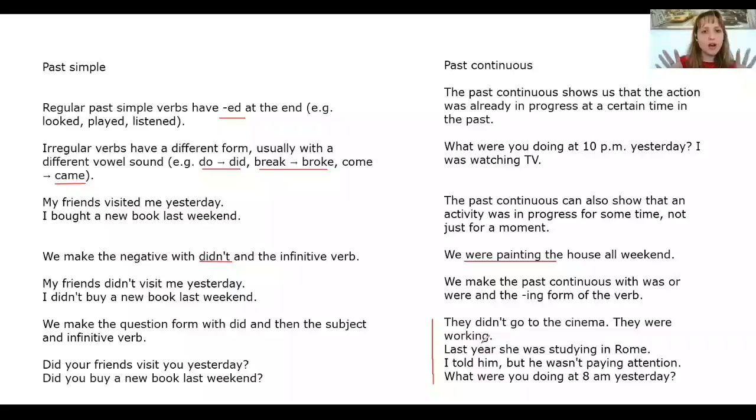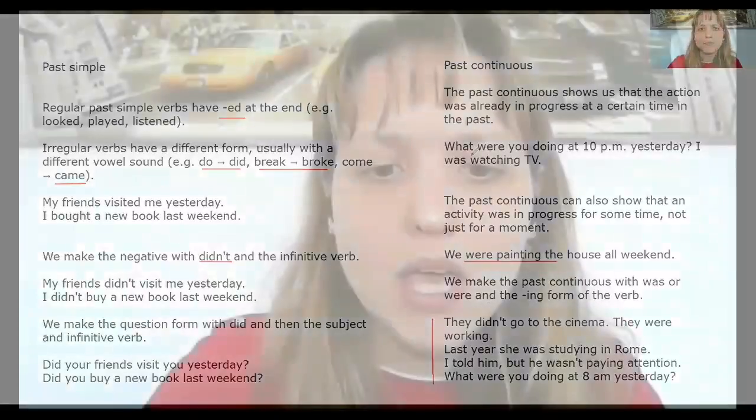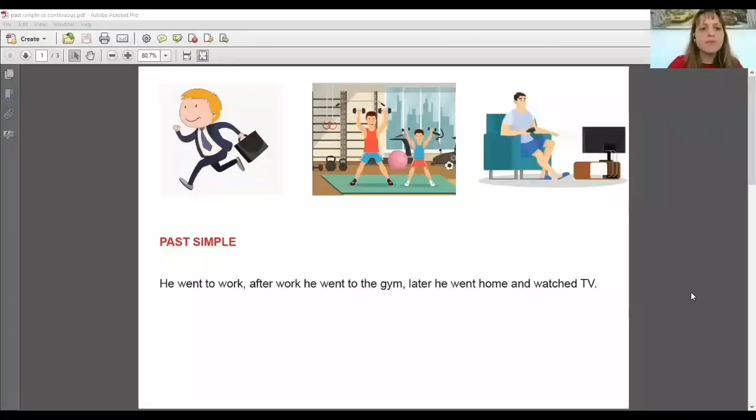So now that we are clear about the use of the past simple, finished actions in the past, and the past continuous, progressive actions in the past, let's have a look at how each one of them works individually and how they work together. If you have a look at these images that I will show you, in the first case, we are going to see how the past simple works.